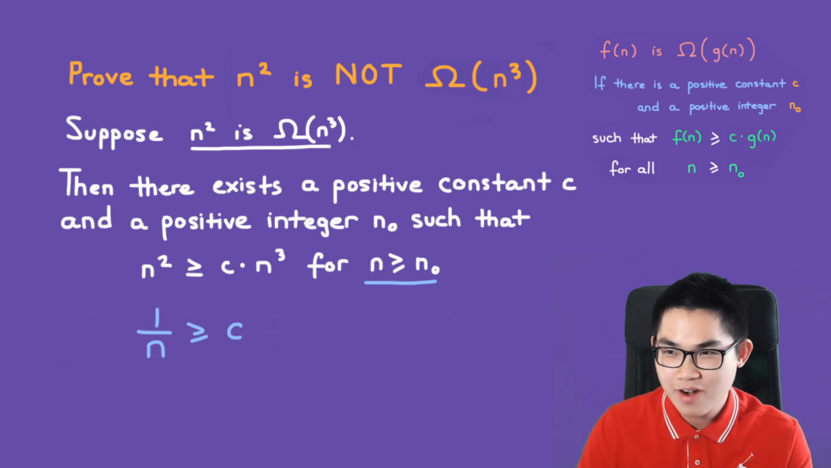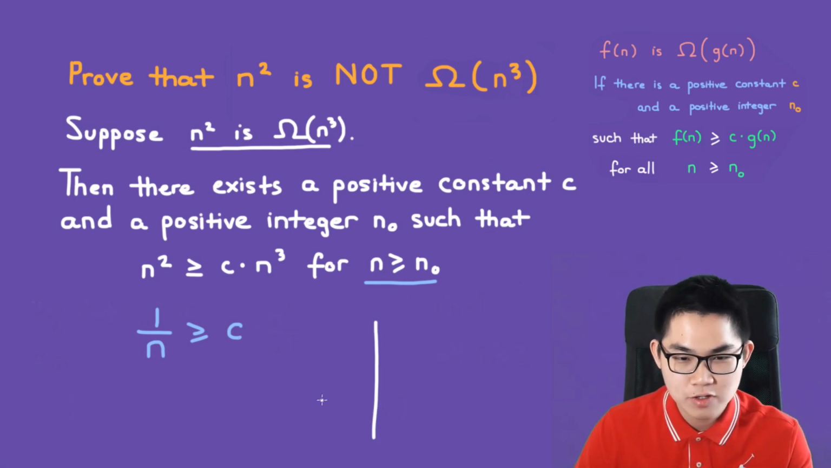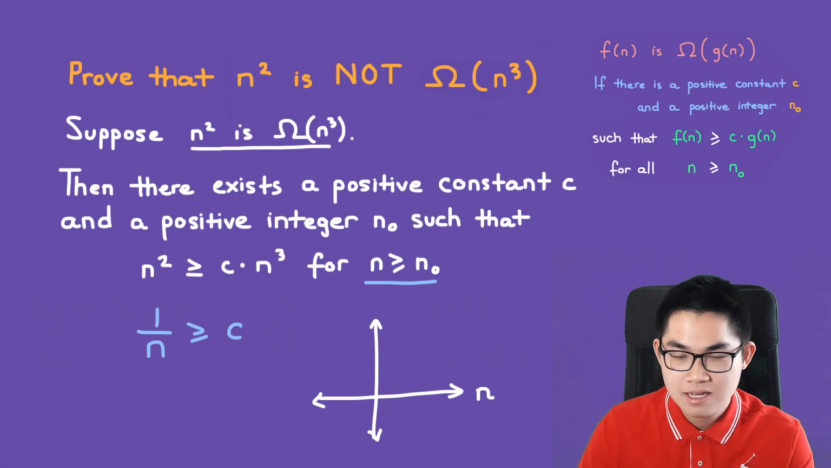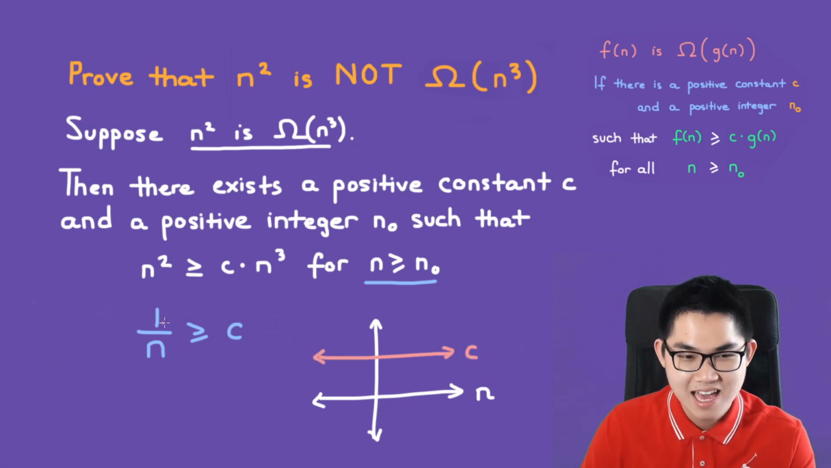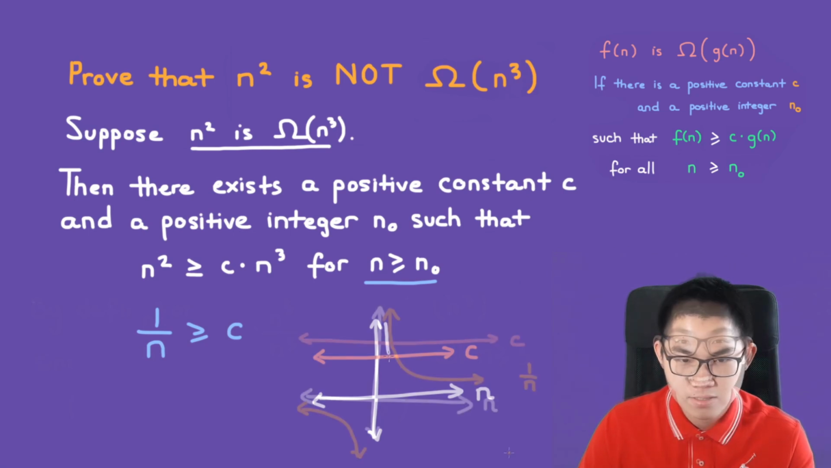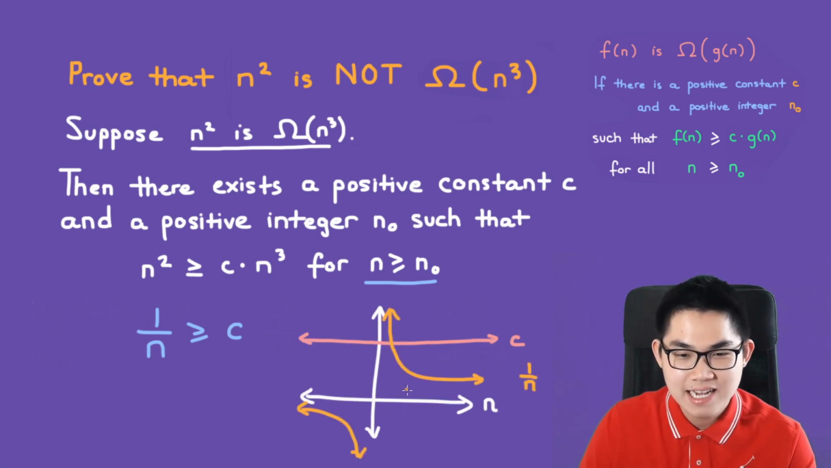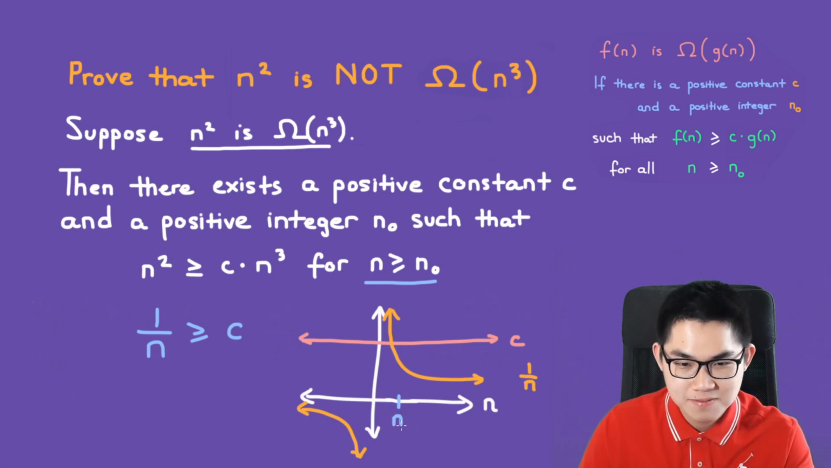Let's draw out the graph and see what this means. So if we draw out the graph where the horizontal axis is n, c is a positive constant. So let's draw c. C is a positive constant, so it will be like this. And let's draw 1 over n. So 1 over n will look something like this. And notice that, let's say here is our n naught.